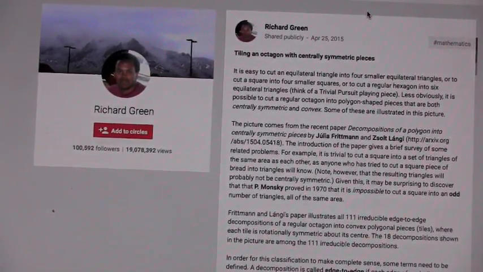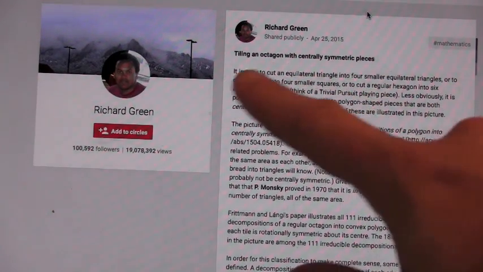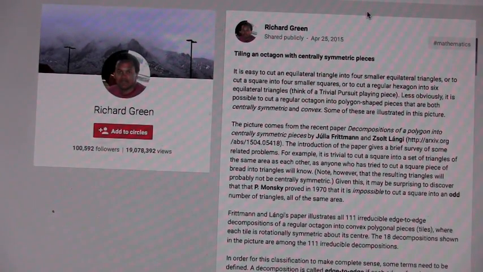AwesomeMath155. So we're between chapters, and our last chapter we were studying in our book was about angles. I just happened yesterday to see Patrick O'Connor shared this amazing post by a mathematician named Richard Green, and he's talking about tiling an octagon with centrally symmetric pieces, which sounds kind of complicated, right? But it turns out that we can understand a little bit of this together. And it's actually going to be pretty fun and a good review of angles.